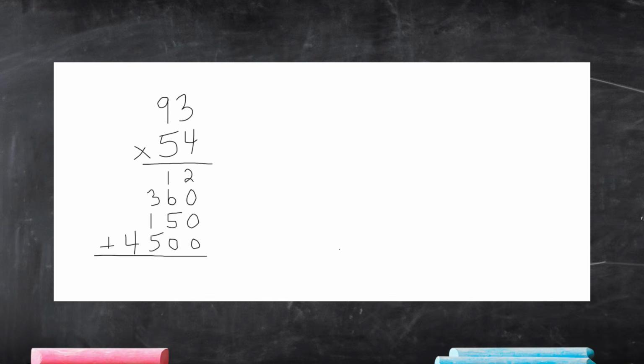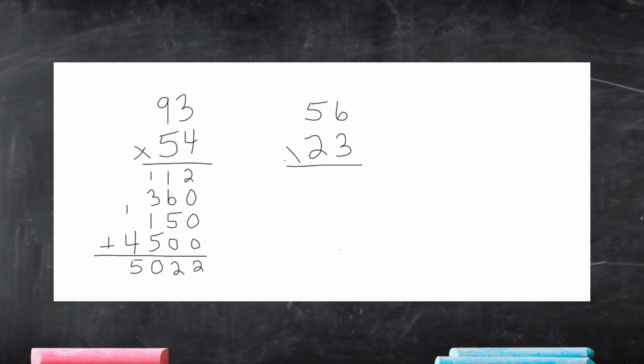Here are our 4 partial products, and now we simply add these columns up to get our final product. 2 and nothing is 2, 1, 6, and 5 is 12, carry the 1, 1, 3, 1, and 5 is 10, carry the 1, 1 and 4 is 5, for a final answer of 5,022. Moving on to our second example, we have 56 times 23.